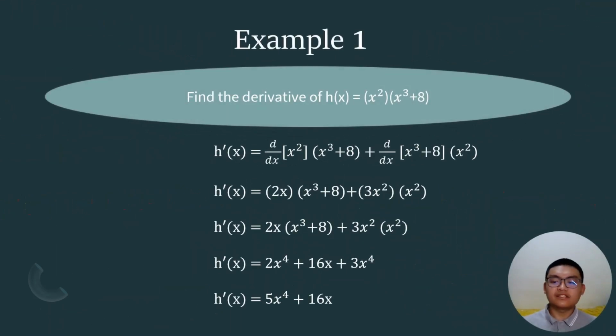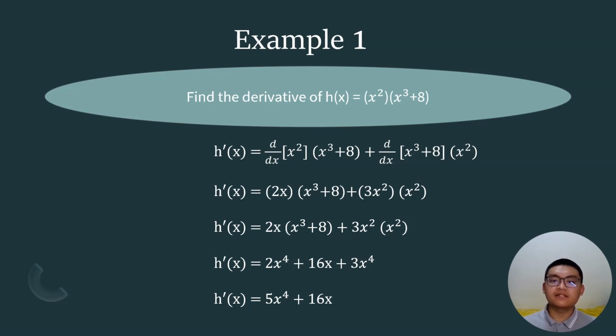Now, here is example 1. The product rule states that the product of two differentiable functions is also differentiable. So, before we start, the derivative of the product of two functions is given by the first function times the derivative of the second function plus the second function times the derivative of the first function.